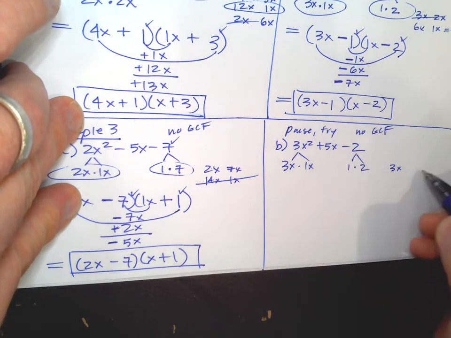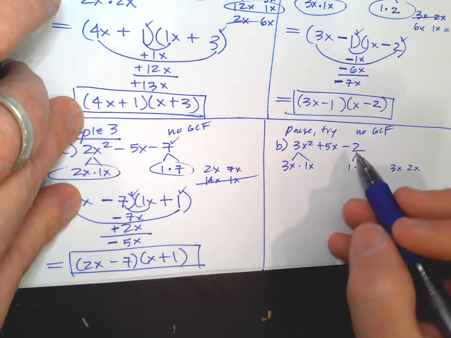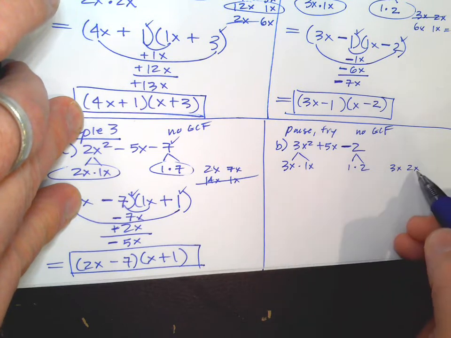And the 1x and the 2, we get 2x. And we think, oh, yeah, that's the 5x. Yeah, but one of these is going to end up having to be positive, one's going to be negative. So it's probably not going to be that, actually.